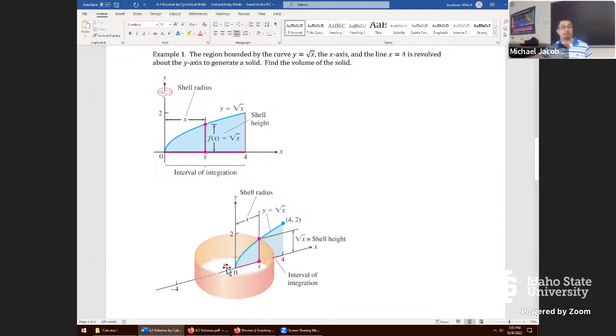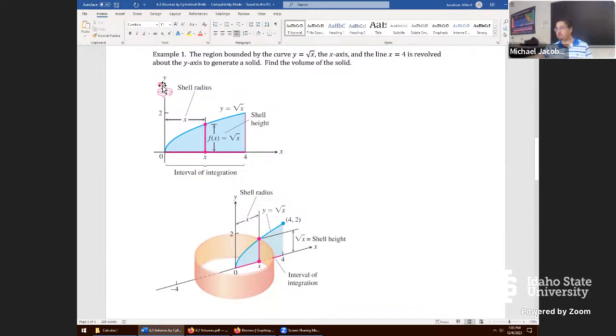But here's a different diagram to take a look at. X right here would be one of those locations where we go from 0 to 4, the valid interval of integration. And this band right here would have been just one cylindrical shell coming from there. So what we need is this distance, that's the shell radius. And in the problems that we're doing, the shell radius is pretty much just always going to be the variable. That's because we're rotating about the y-axis.